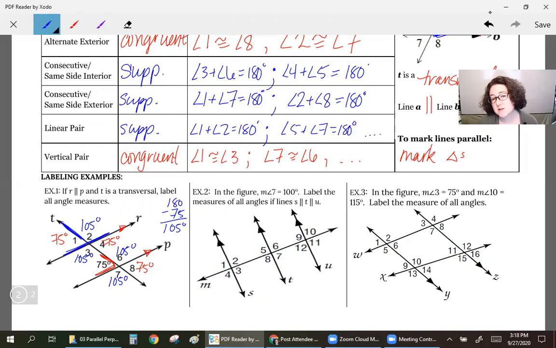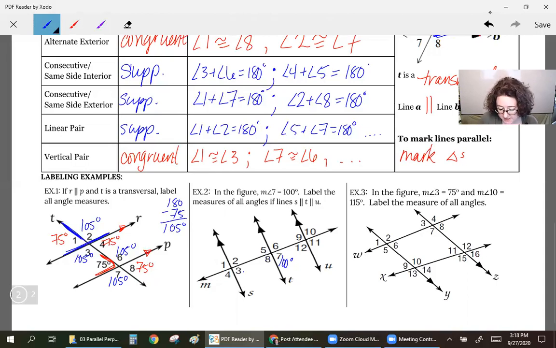Now, example 2 is a little different. You'll notice we have 3 sets of parallel lines. They already have those triangles marked, so we know they have to be parallel. We are told that angle 7 is 100 degrees, so let's label that. So 100 degrees. So if all the lines are parallel, well, first off, let's go through and label all our corresponding angles. So 7 is kind of the bottom right of that intersection, so every bottom right intersection is going to have that same measure.